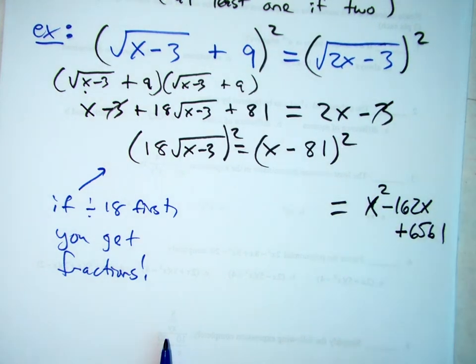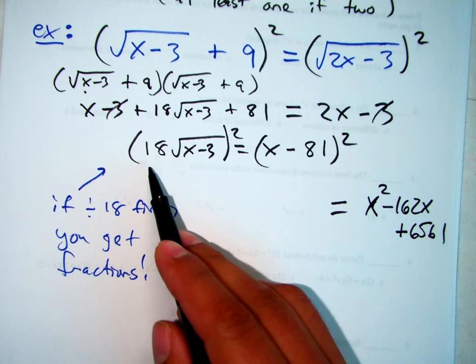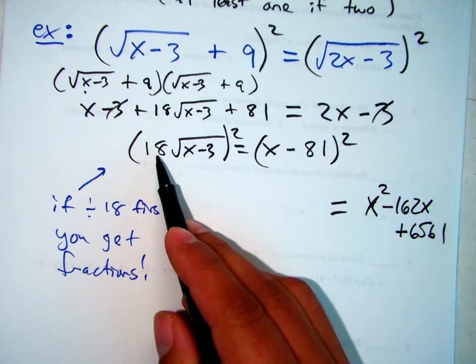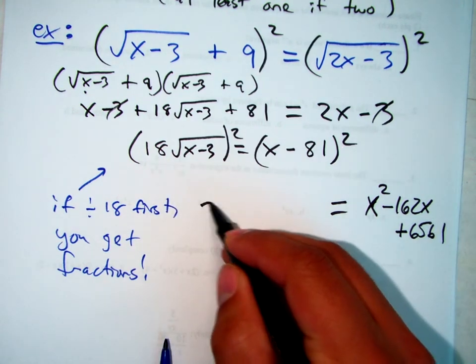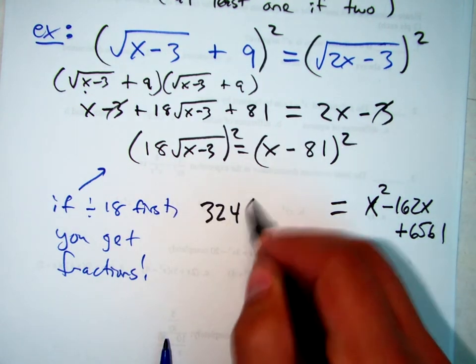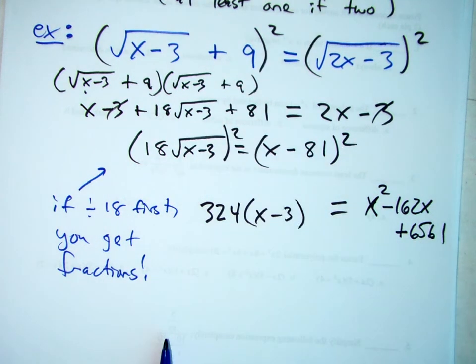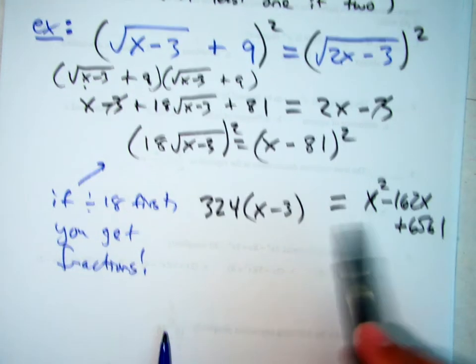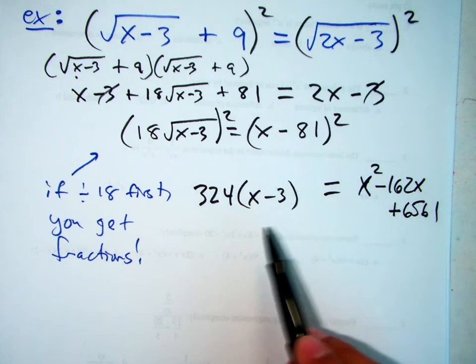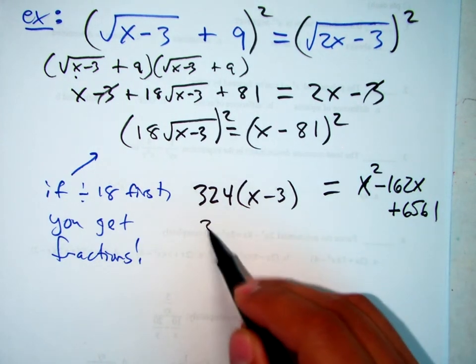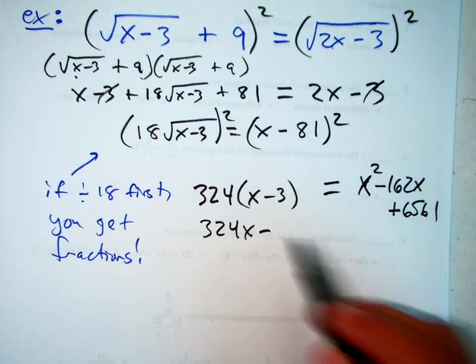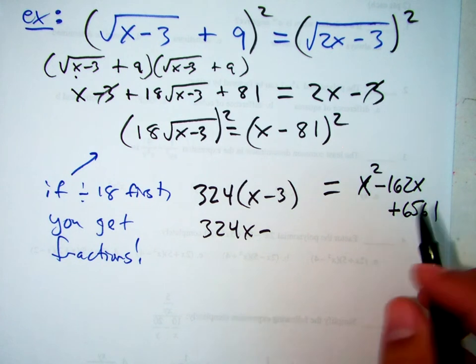On the left-hand side, 18 squared is 324. And then we have x minus 3 still, because now the square root cancels. And then now you can just solve this like normal. Redistribute the 324. So what's 3 times 324? 972. Yes.